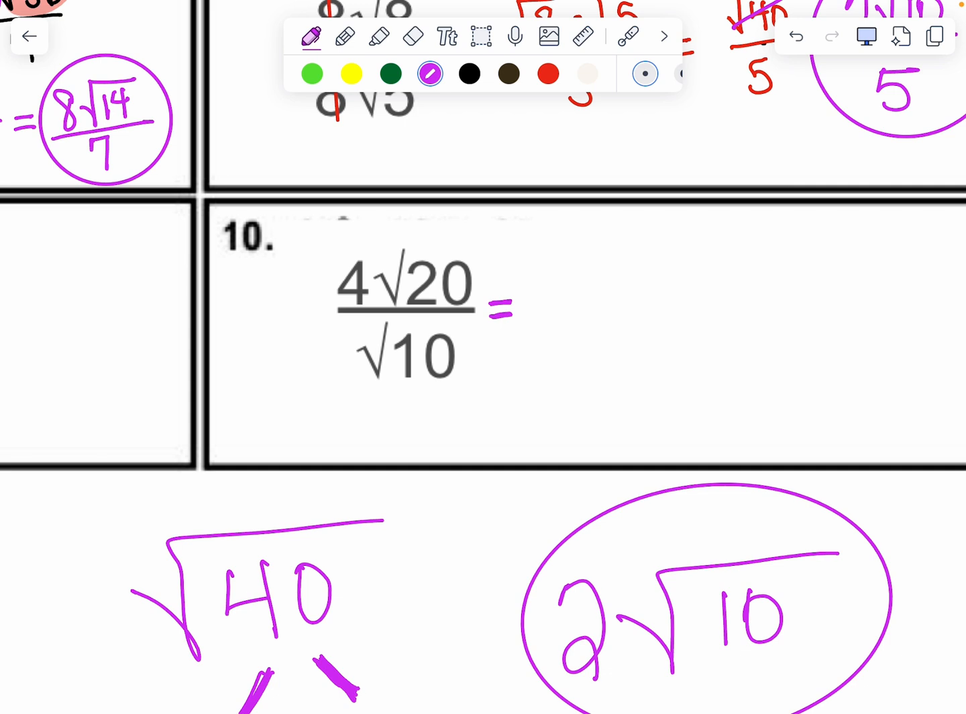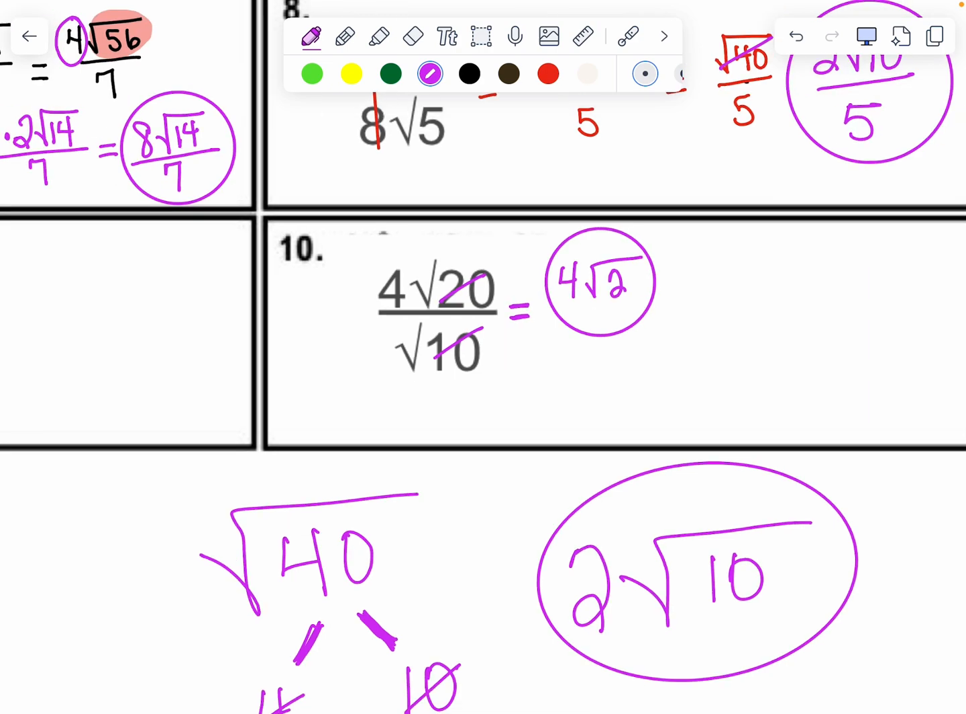All right, look at number 10, last one. I have the square root of 20 and the square root of 10. Can I reduce that? Yes, 20 divided by 10 is 2. 4 square roots of 2. And you're done.